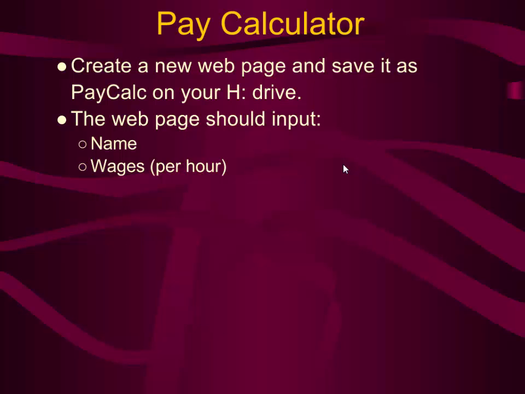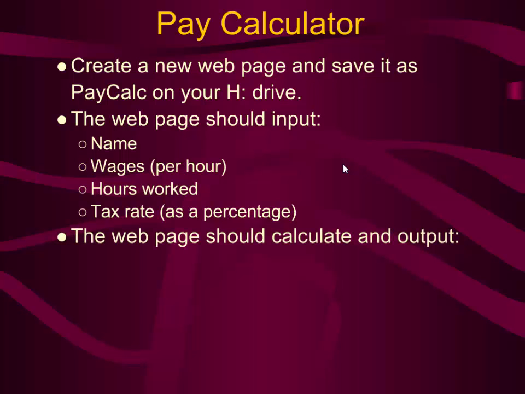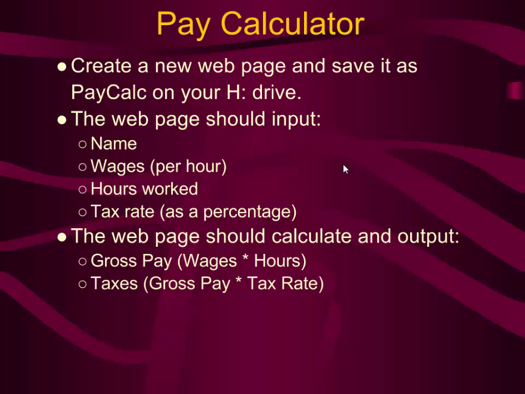So you have the person's name, what their hourly wage is, the hours worked, and then a tax rate as a percentage for the income tax. The web page should take this information and calculate the output. In this case, the output is the gross pay. This is before you take out the taxes, and then there's the net pay. Net pay is the last thing.